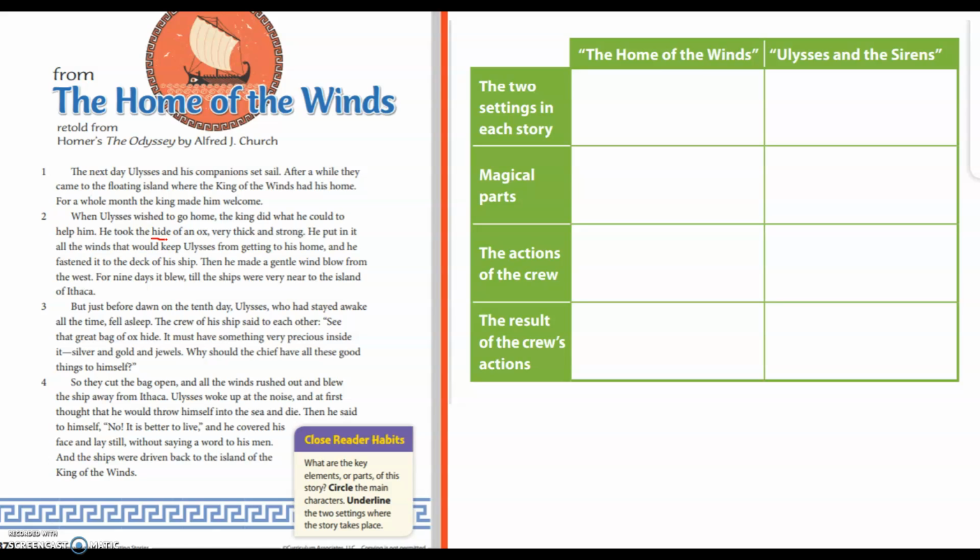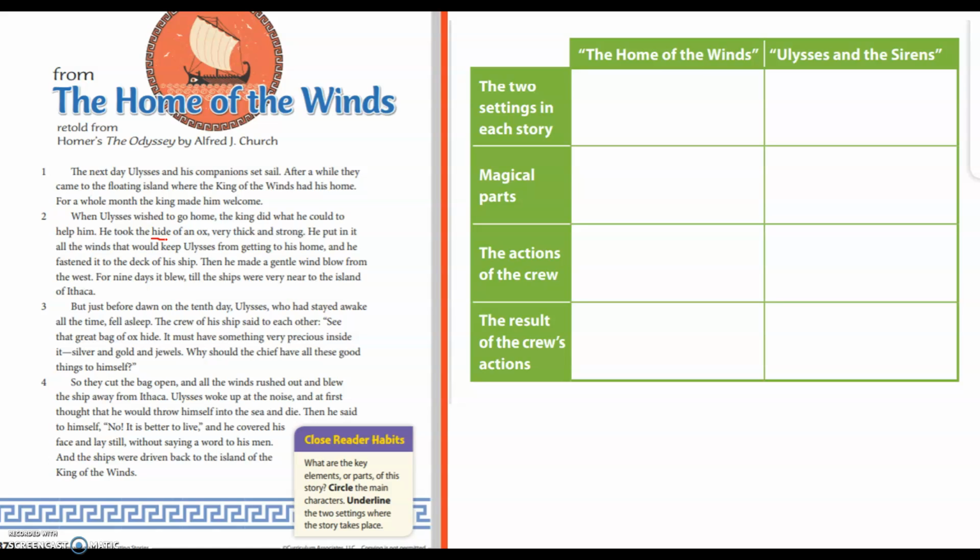So they cut the bag open, and all the winds rushed out and blew the ship away from Ithaca. Ulysses woke up at the noise, and at first thought that he would throw himself into the sea and die. Then he said to himself, "No, it is better to live," and he covered his face and lay still, without saying a word to his men, and the ships were driven back to the island of the King of the Winds.